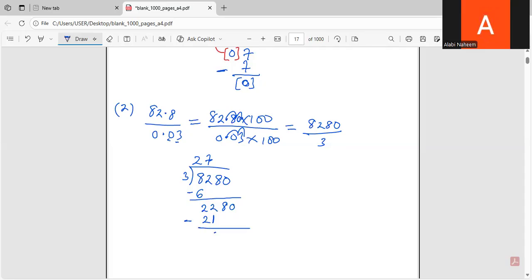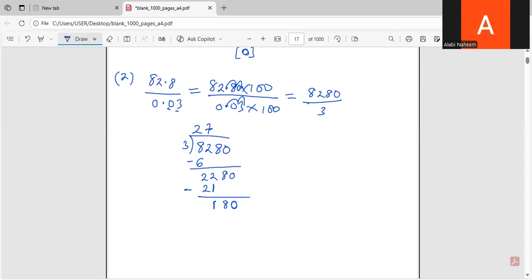So we have 1. Then the 8 here, transfer it down. The 0 here, transfer it down also. We have 180 left. Also 3 in 1. 1 is less than 3. We just proceed to say 3 in 18. That's 6, right? 3 times 6 is 18. Place the 18 directly below this. Subtract. You have 0.